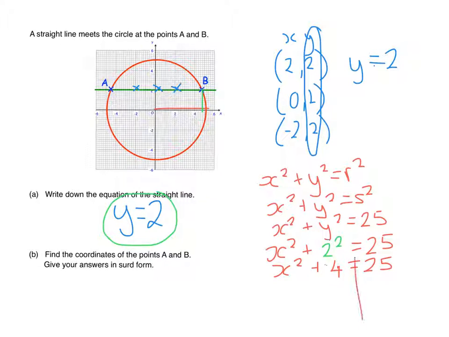Do a bit of balance method. So I'm going to take away 4 from both sides. So x squared is 21. Which means that for x, I need to square root both sides. And when you square root, you're going to have a positive and negative value. So it's going to be positive or negative of the square root of 21.